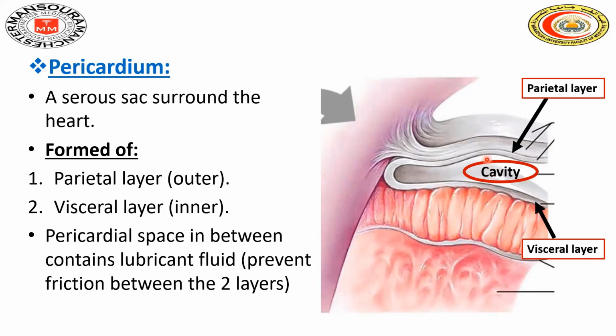So again, regarding the structure of pericardium, it is a double-walled sac. Double wall means it has two layers. The outer is the parietal layer, the inner is the visceral layer, and in between we have a space. This space contains a little amount of lubricant fluid. Lubricant means it facilitates the movement of the two layers during the contraction and relaxation of the heart, so it prevents friction between the two layers. This is regarding the pericardium structure.